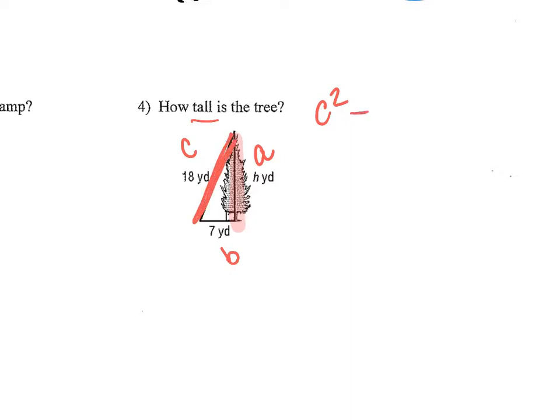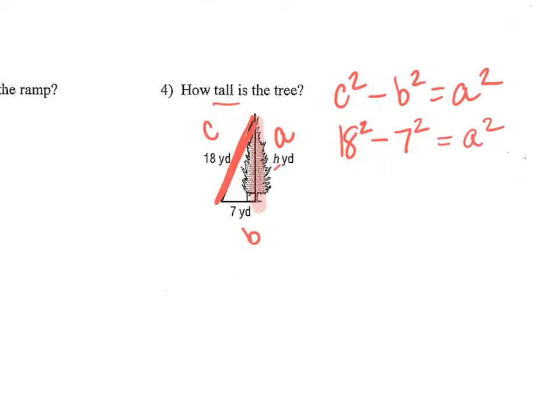Okay, so it's the leg that we know. In our case, since we labeled it ourselves, b squared equals a squared, or h, technically. So I'm going to say 18 squared minus 7 squared equals a squared, or h. And again, if you want to plug this whole thing in the calculator, square root of 18 squared minus 7 squared, you go for it, because you're going to get your answer like 2 seconds quicker than everybody else. But if you don't want to do that, you don't have to.